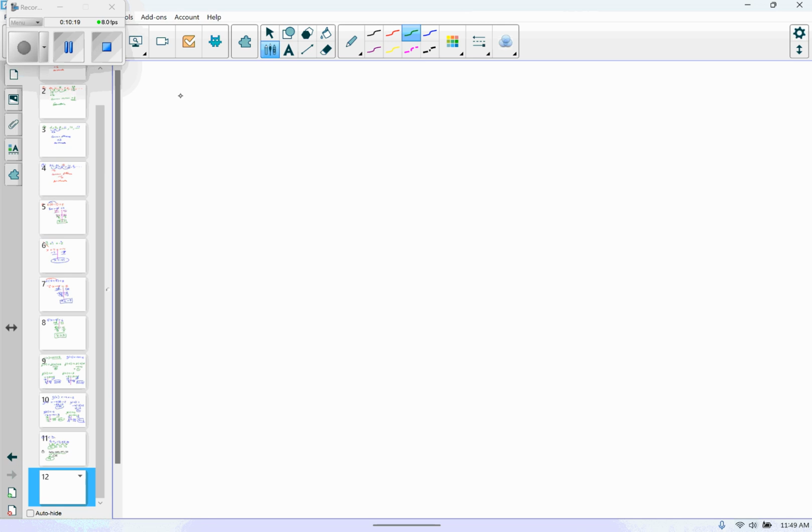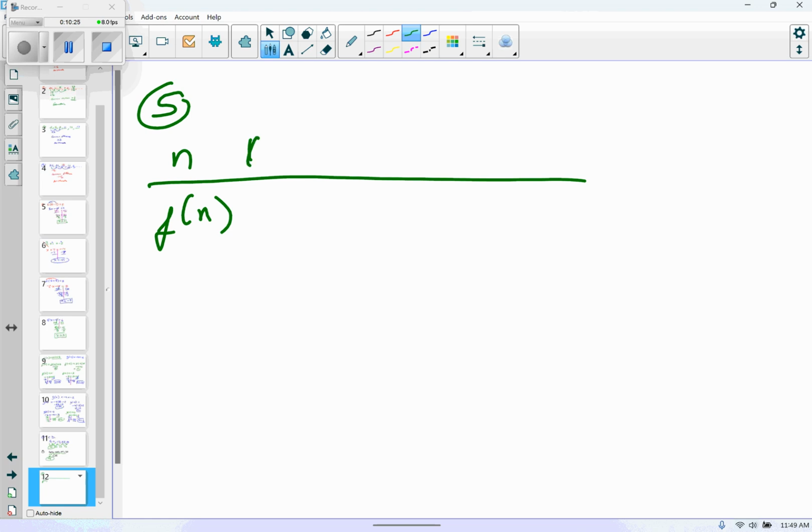For problem number 5, we have our grid given. We have n, f at n. And then we have 0, 1, 2, 3, 4, 5. We have -7, 3, 13, 23. And then we want to fill in the rest.